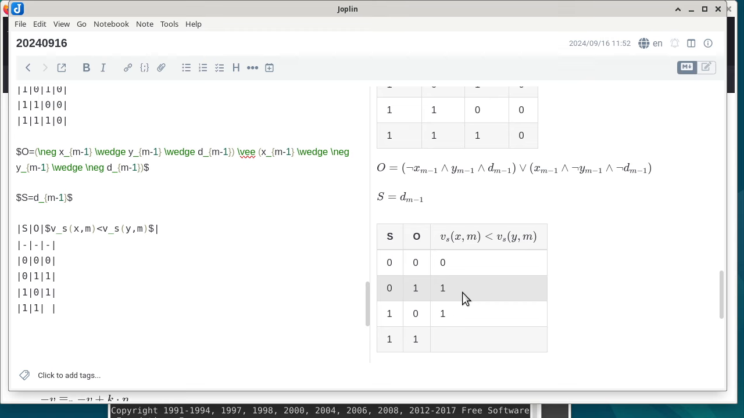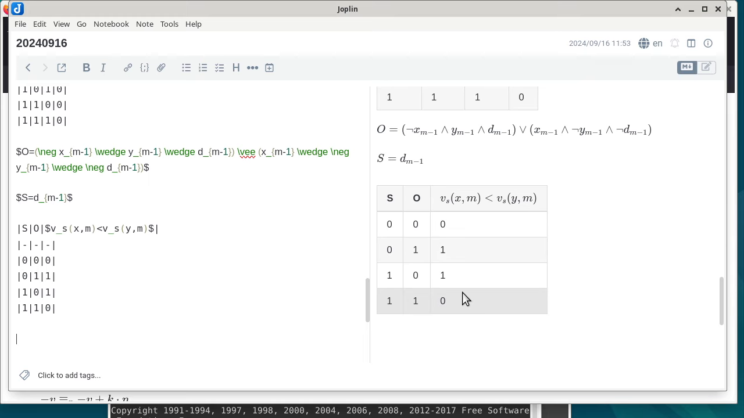If the sign bit of the difference is a 0, it means the difference of X minus Y is non-negative, which means X is less than Y is supposed to be what? True or false? False. That is correct. Okay. So now we have this truth table.